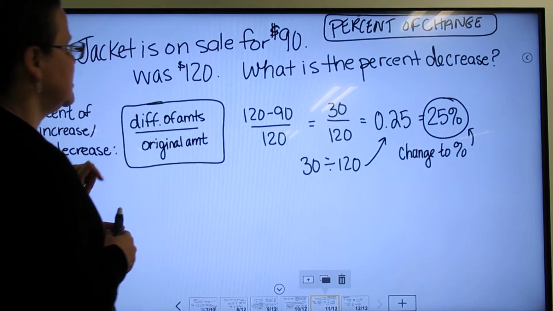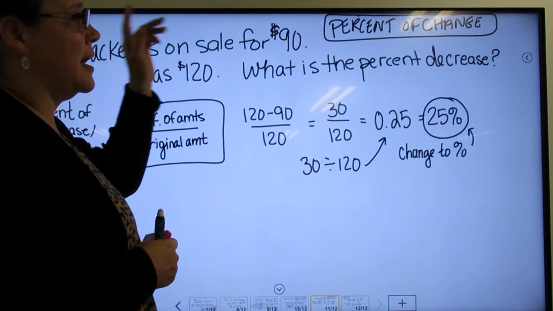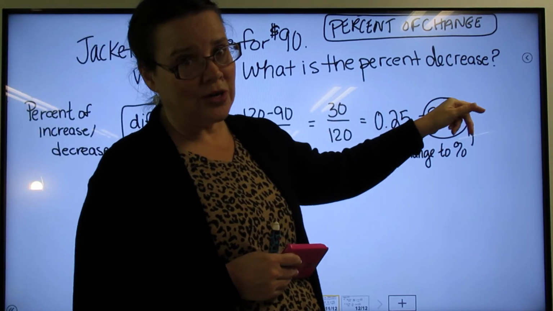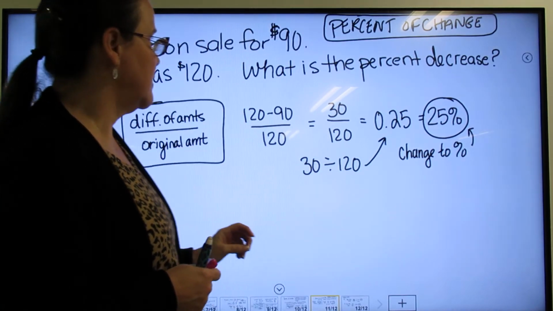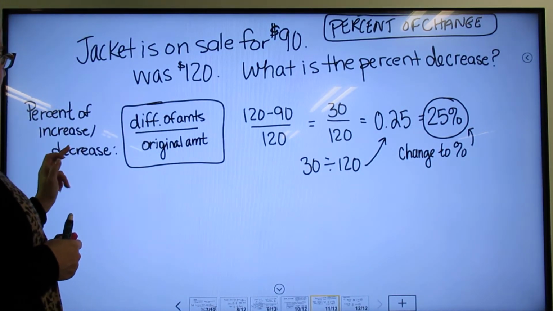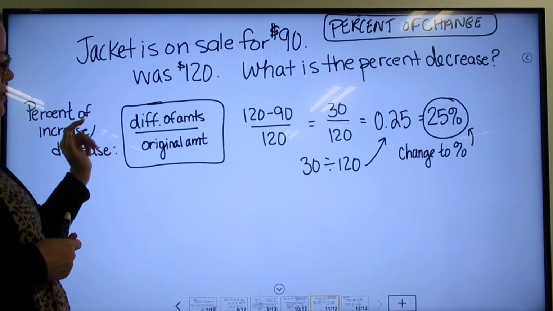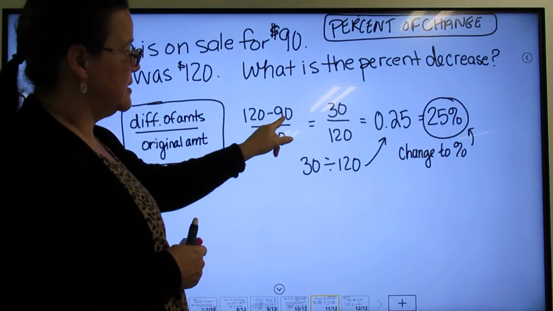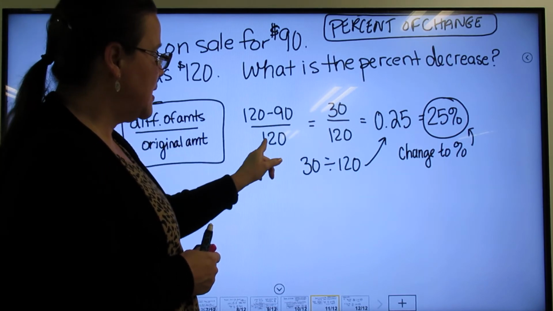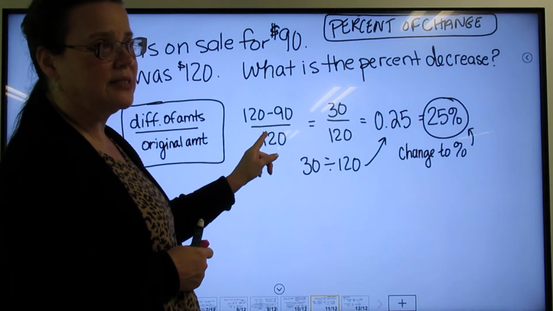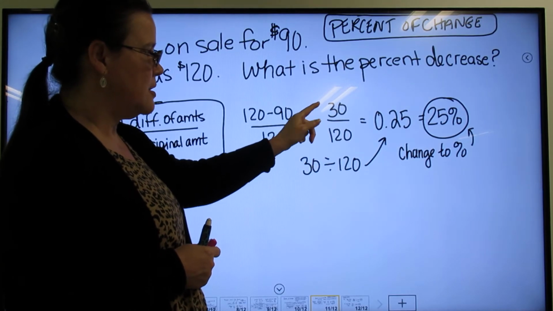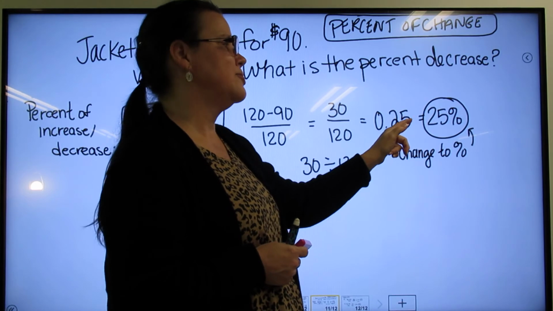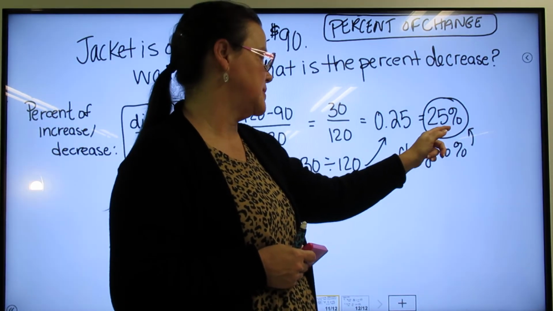All right. Next one, a jacket is on sale for $90. It was $120. What is the percent decrease? Now this is going through the decrease process of it, right? Again, percent of increase and decrease formula, difference of amount, divide by the original amount. $120 was the jacket, minus the 90 becomes 30. Keep the 120 underneath because that's the original amount. 30 divided by 120 gives you 25 hundredths. And you're going to change that to percent, and that's 25%.